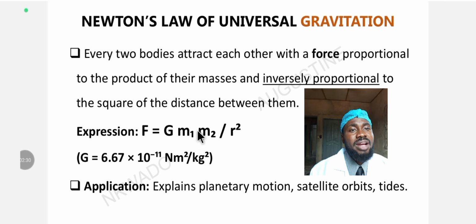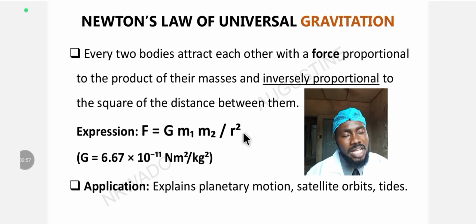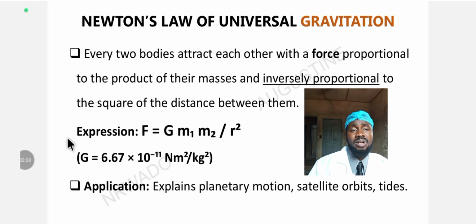The force is directly proportional to the product of their masses. That's what we have here. The same force of attraction is inversely proportional to the square of their distance apart, that's why you have over R squared. R stands for distance. Ensure you are jotting that in your notes. And take this G, the gravitational constant, 6.67 times 10 to the power minus 11. This is the constant, which is Newton meter square per kilogram square.